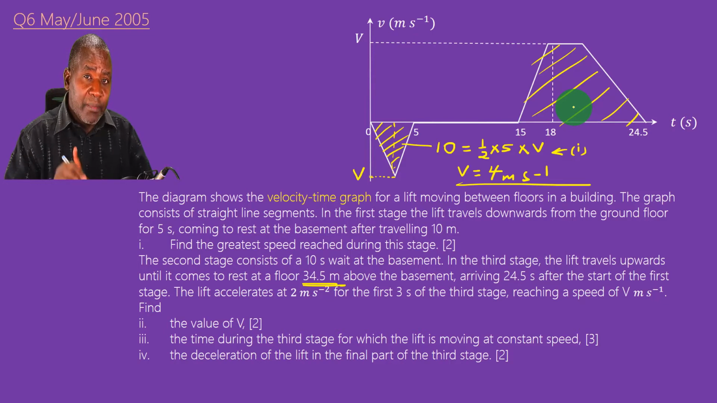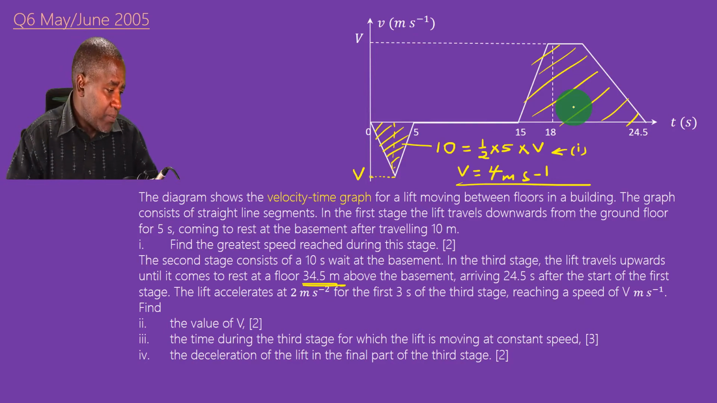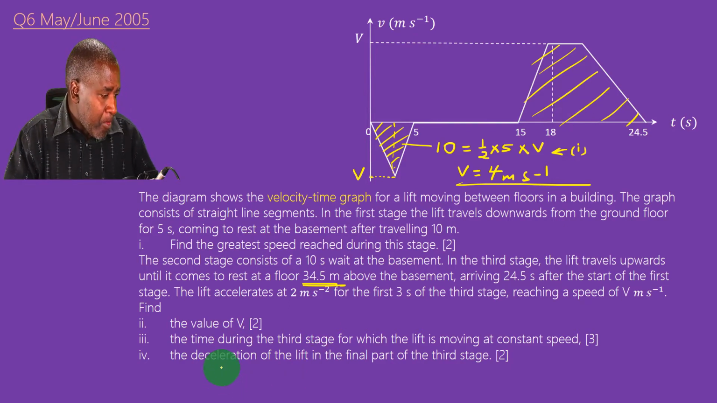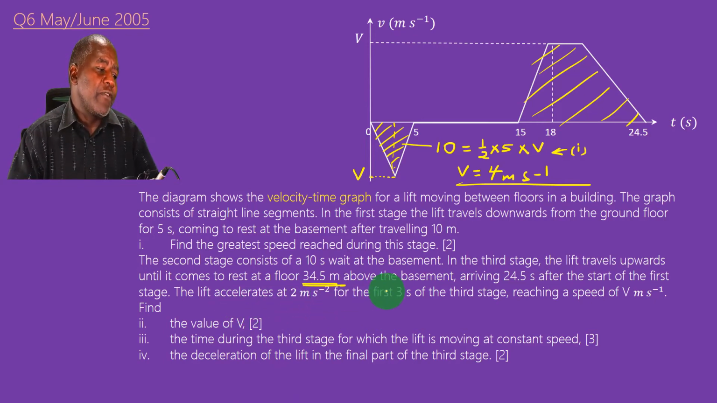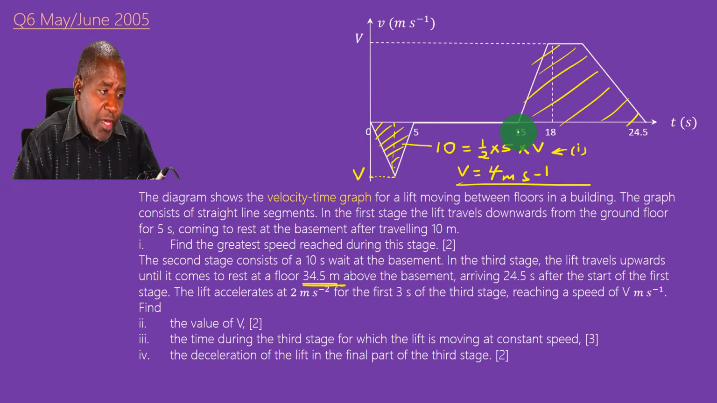So again, in mechanics, there are few shapes. One of them, the triangle, a rectangle or a square, and a trapezium. You should know how to work out the areas of those shapes. We are told the lift accelerates at 2 meters per second squared for the first 3 seconds of the third stage. From 15 seconds to 18 seconds, it is 3 seconds. So the acceleration here is 2 meters per second squared.